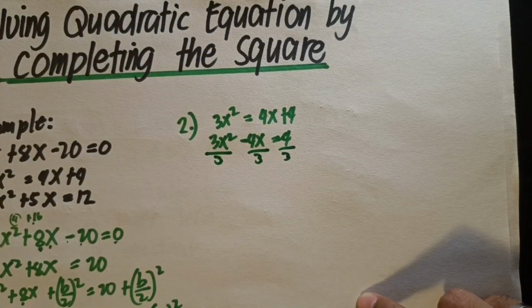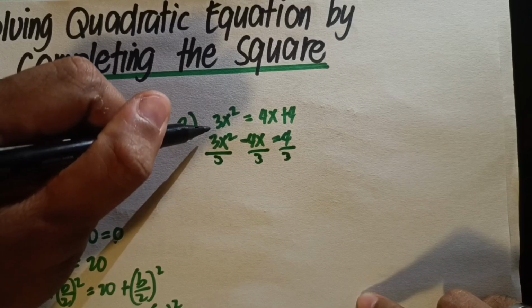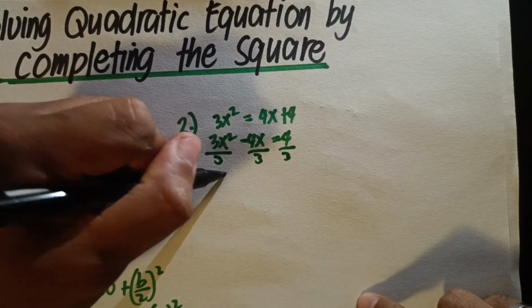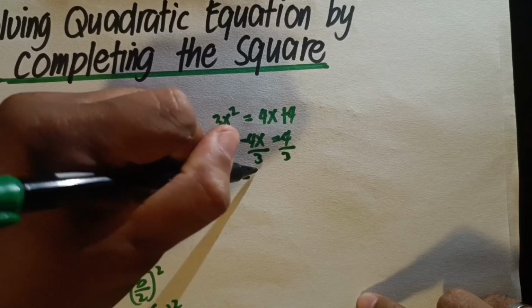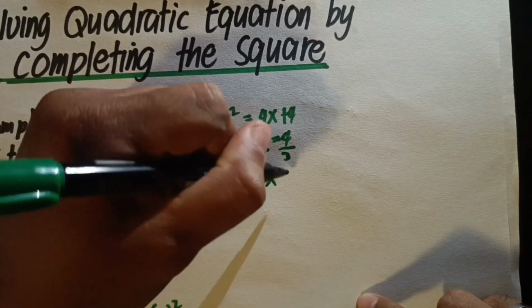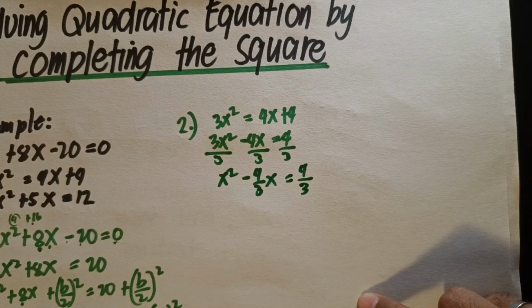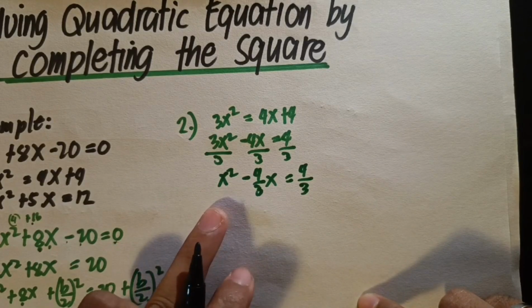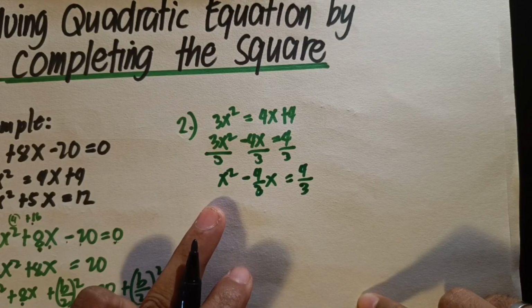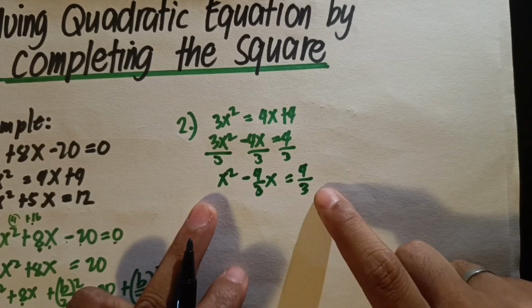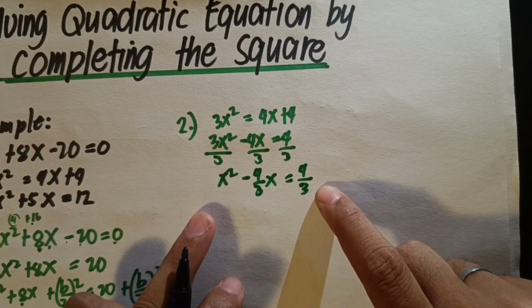All the terms will be divided. So 3 divided by 3 is 1, and 1 times x squared is x squared, minus 4 over 3x is equal to 4 over 3. So we now have the coefficient of the quadratic term, which is 1. Then the constant is already isolated.